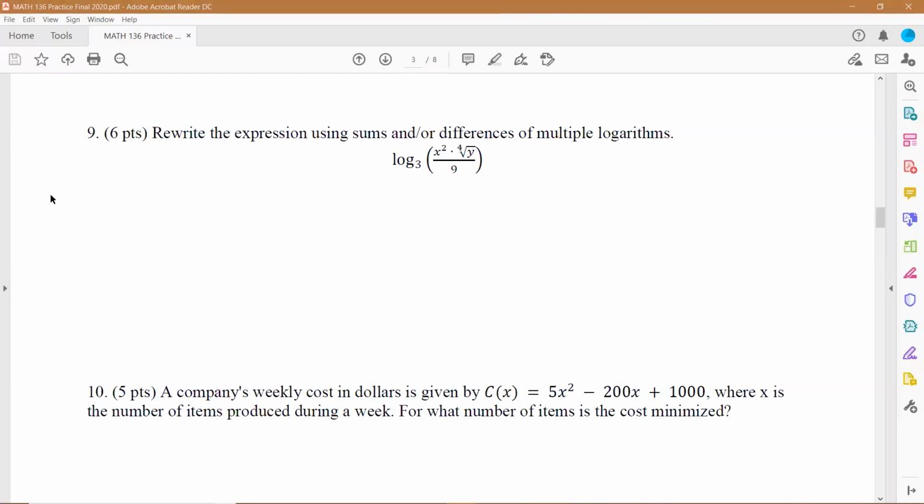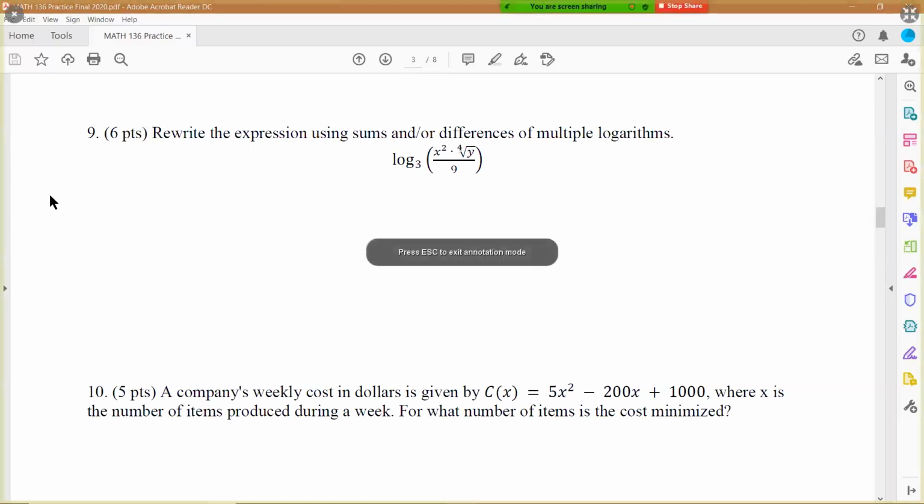Question number 9. Question number 9 is a little bit harder than what we actually did in class, but I have faith in you. And I'm going to make it harder for next term's students, just so you can see this before today. So we're going to rewrite this using sums and or differences of multiple logs. We're going to break it apart. You know how to do the breaking apart. So we're going to break this apart into multiple logs, log base 3.